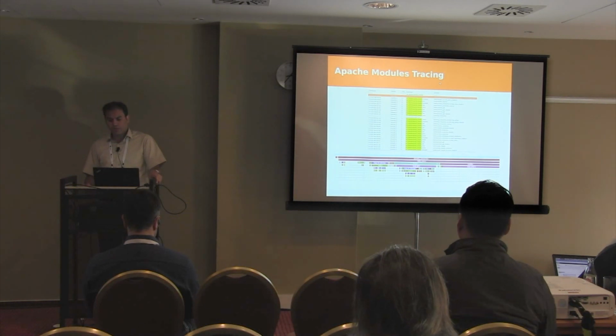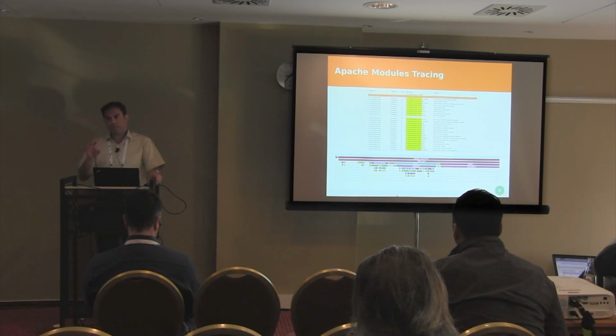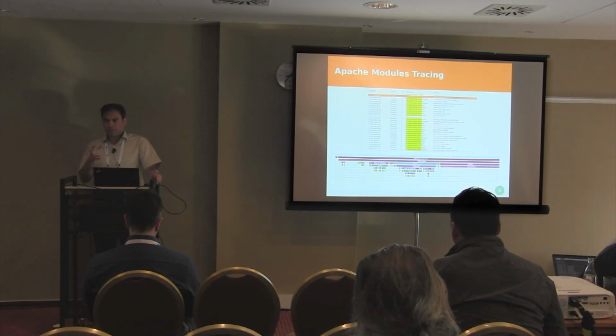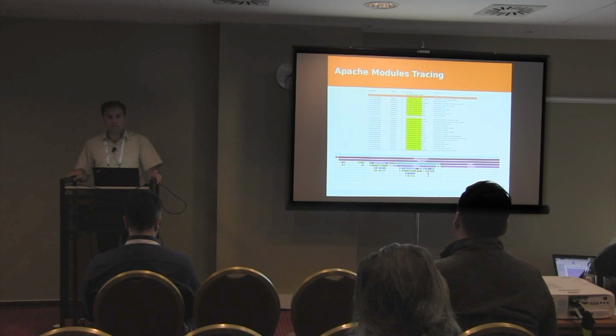And the module tracing gives us all the information about the different module executions of Apache. Apache is a set of modules actually. When it receives a request, it passes it to different modules. So here we can see the exact flow of the modules that Apache calls to serve the request. And also we have a graphical view using Trace Compass.